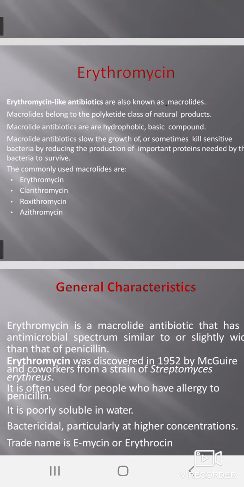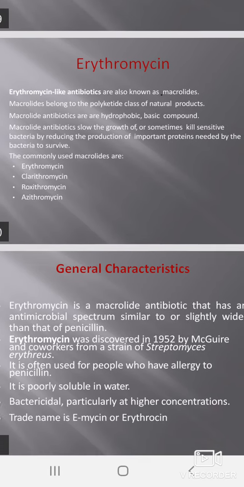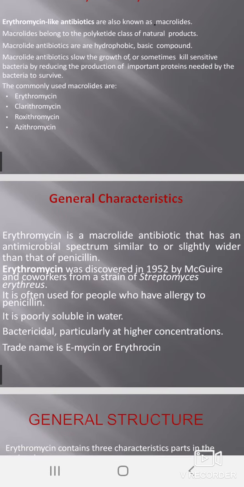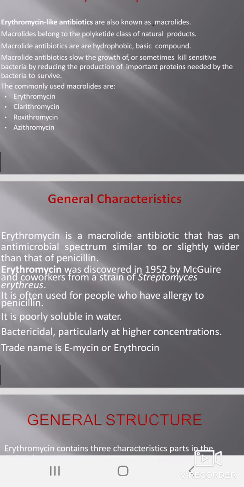Next, we are studying the general characteristics of erythromycin. Erythromycin is a macrolide antibiotic that has an antimicrobial spectrum similar to or slightly wider than that of penicillin. It was discovered in 1952 by M. Seeger and co-workers from a strain of Streptomyces erythraeus. It is often used for people who have an allergy to penicillin. It is poorly soluble in water and bactericidal, particularly at higher concentrations. The trade name is Emycin or Erythromycin.